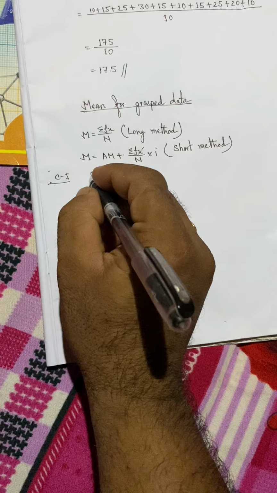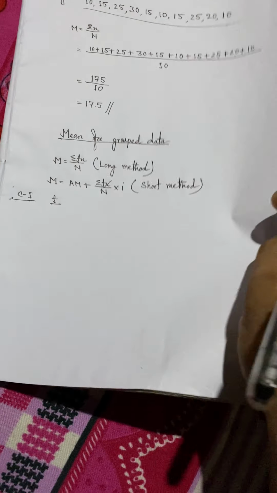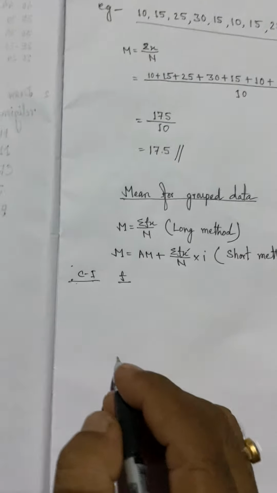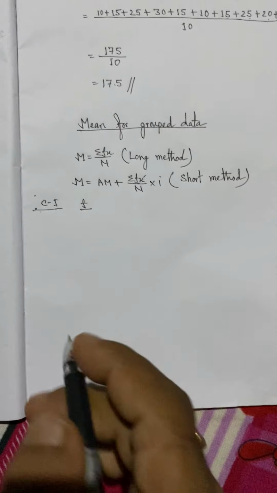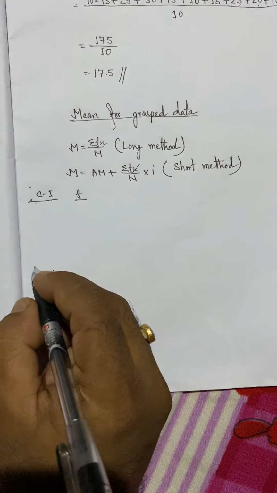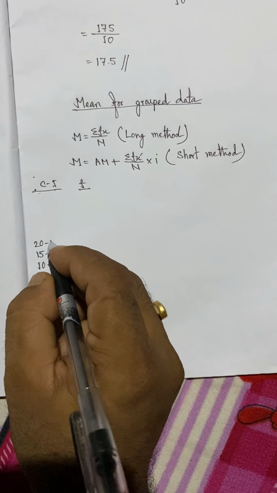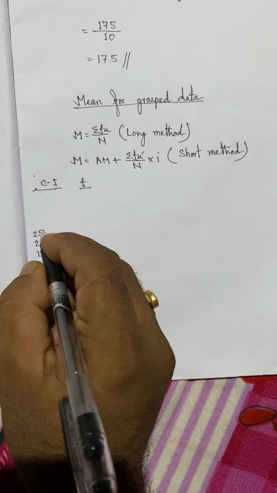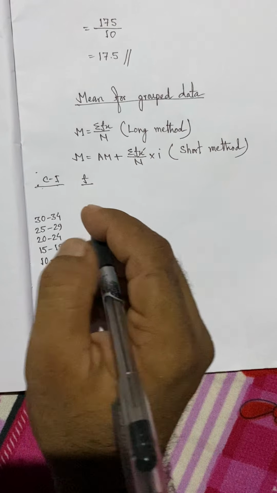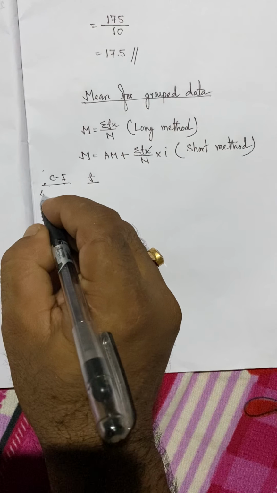Class interval, then frequency. Let's start from 10 to 14, then 15 to 19, 20 to 24, 25 to 29, 30 to 34, 35 to 39, 40 to 44.